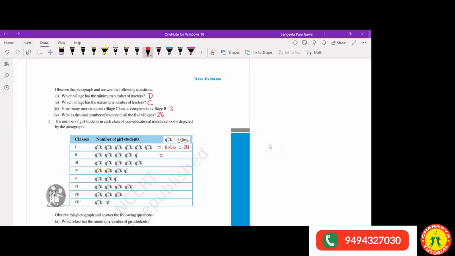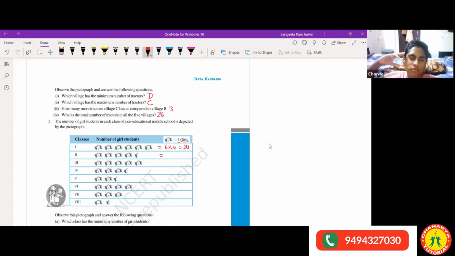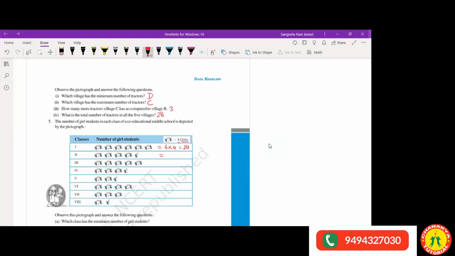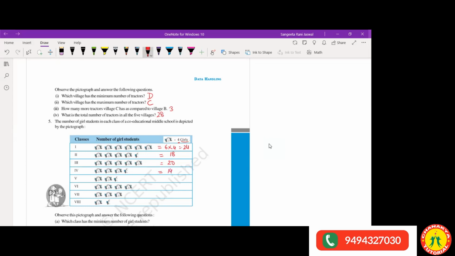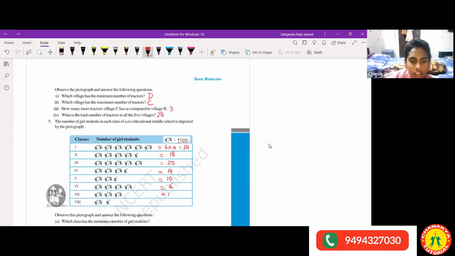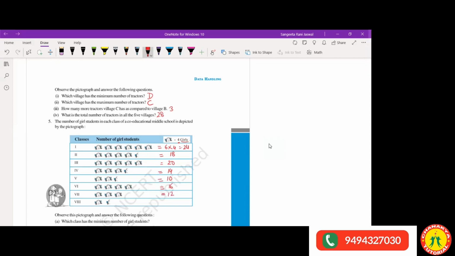Now tell me in class 2, how many are there? This is a half face. Ma'am, 18. 4, 16, 17, 18. Next one is 20. Next is 14. 4, 8, 12, 14. Next is 10. Then 16. Then 12. Then 6.